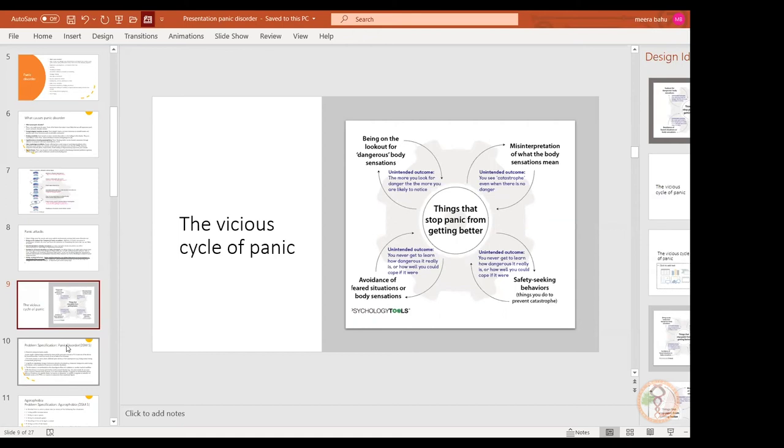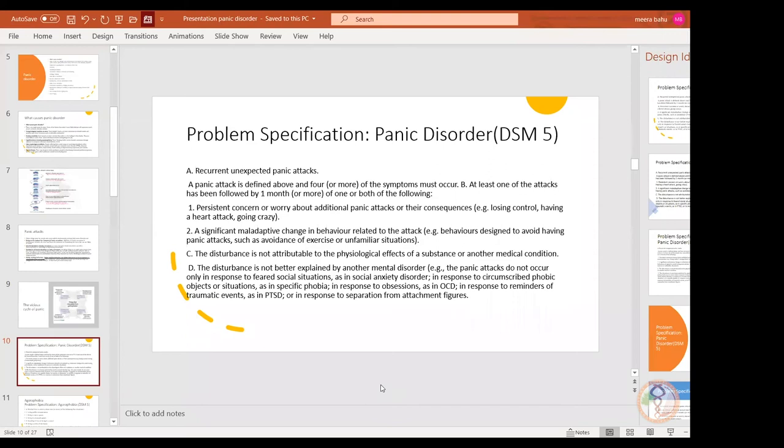Okay, so let's look at the problem specification. As we said, a panic attack is a panic attack, but panic disorder is something else, and that is where we have a diagnostic category. Panic attack is defined above. We talked about four symptoms, didn't we? And it must occur, because without that we don't call it a panic attack. At least one of the attacks has been followed by one month of one or both of the following. So it has to be a prolonged time. If you had one or two here and there, we wouldn't diagnose you with panic disorder.